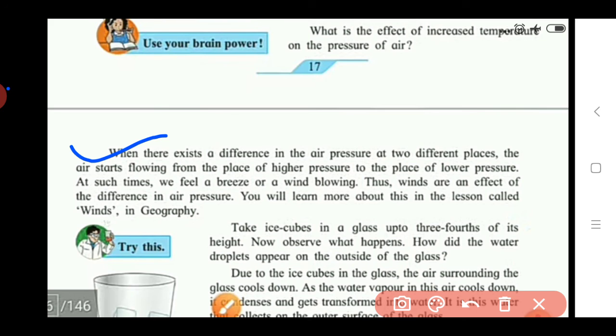So here we learn what the effect of air pressure is.